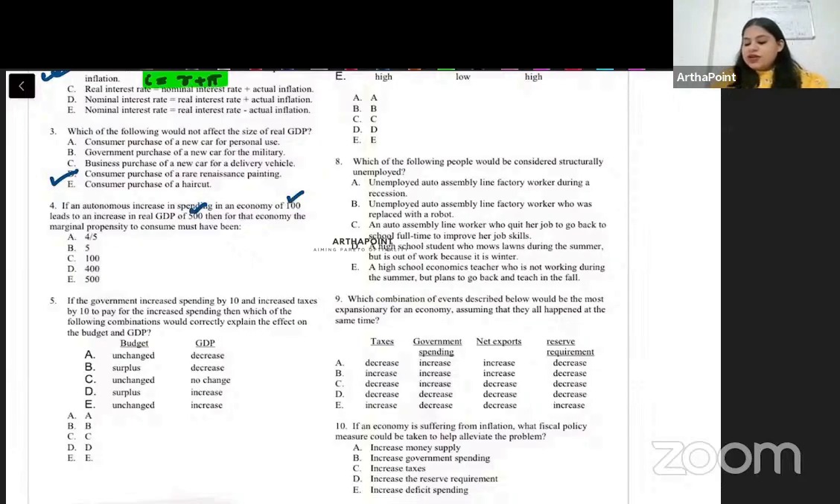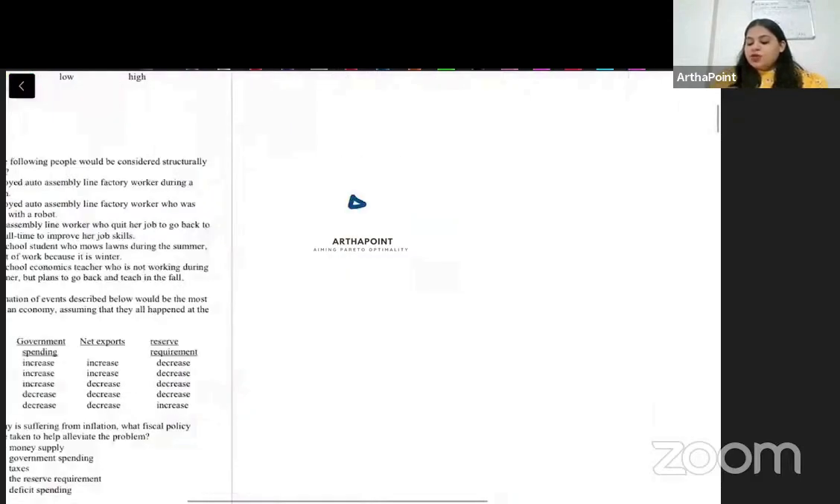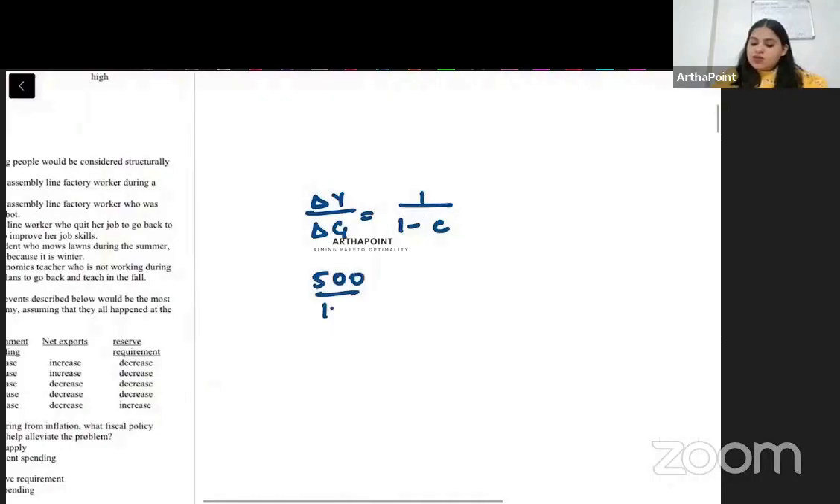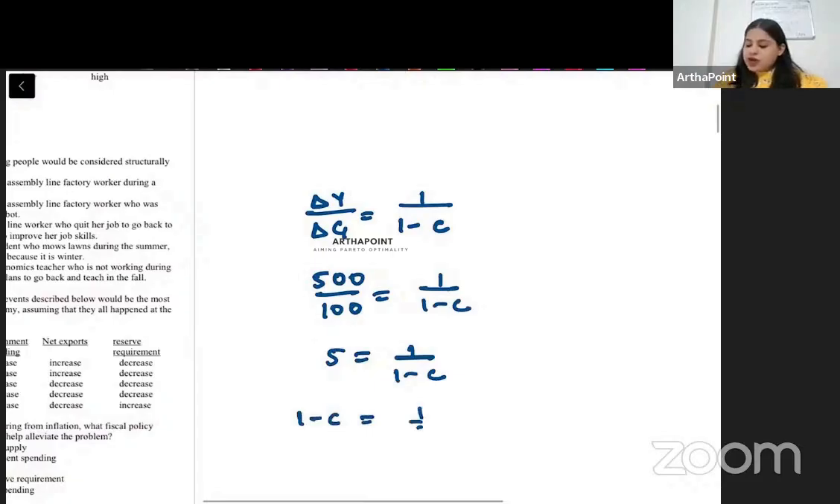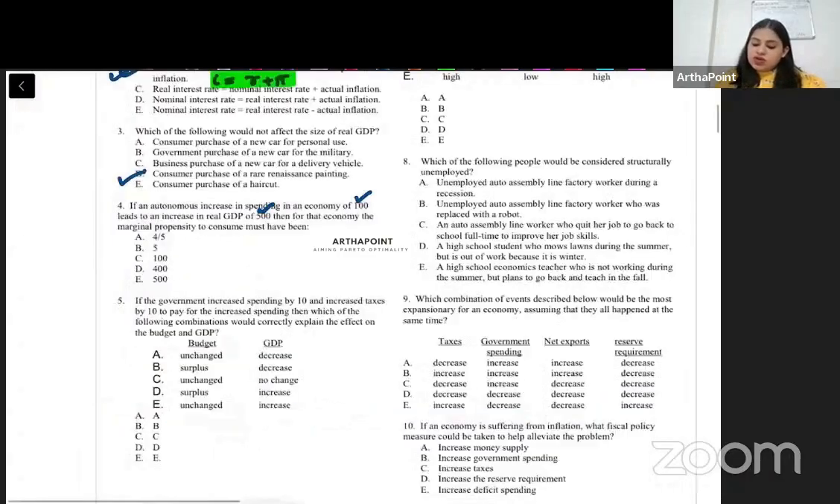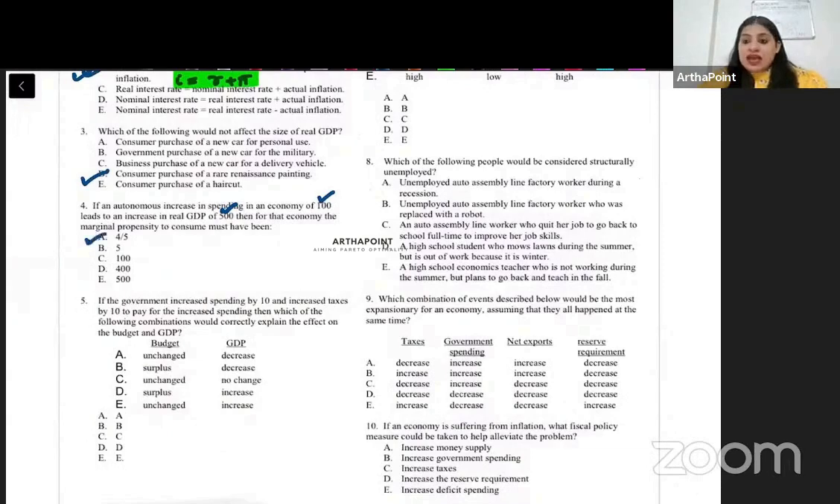So beta, if I just look at this, we know that change in Y due to change in G can be written as 1 upon 1 minus C. Change in Y is 500. Change in G is 100. So this becomes 1 upon 1 minus C. So 5 is equal to 1 upon 1 minus C. So 1 minus C will be 1 by 5, reciprocated. So C will be 1 minus 1 by 5, which will be 4 by 5. So 4 by 5 beta is 0.80. So the answer to this question is 4 by 5. That's A, the correct answer. I hope this is clear.